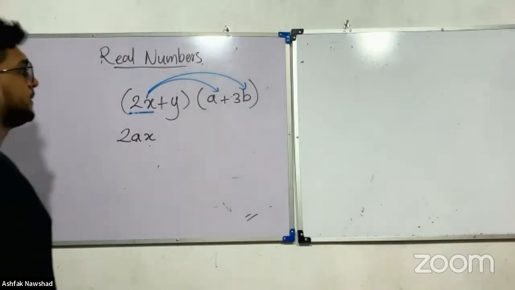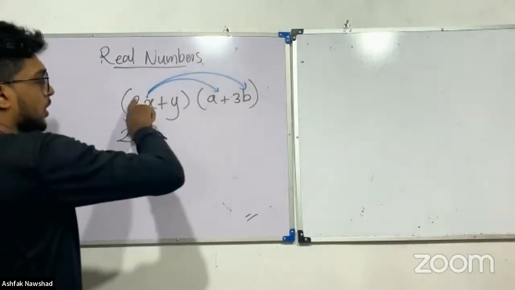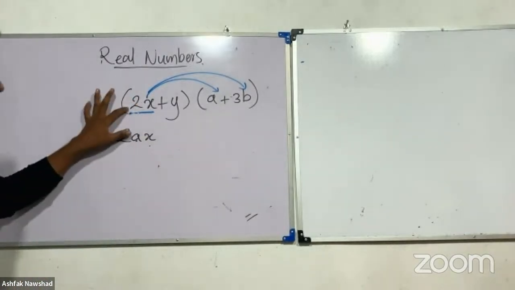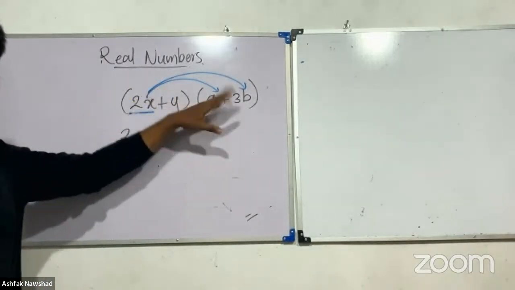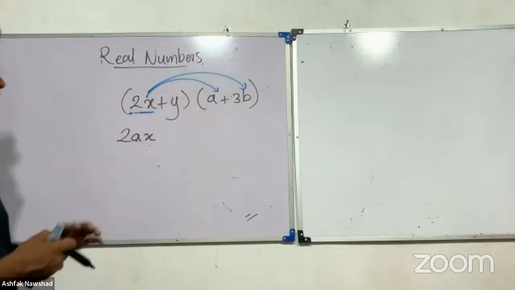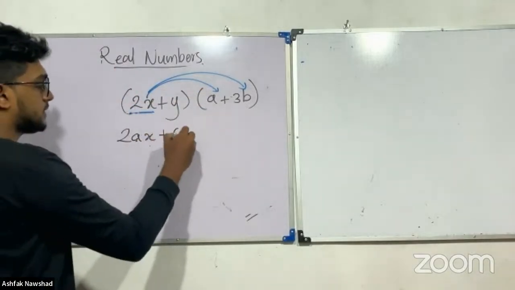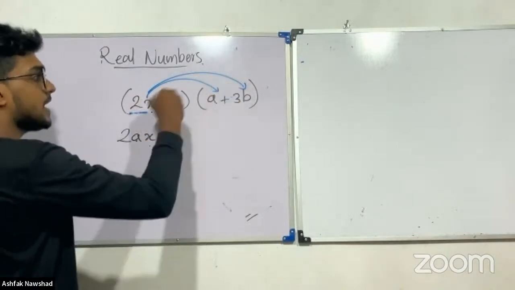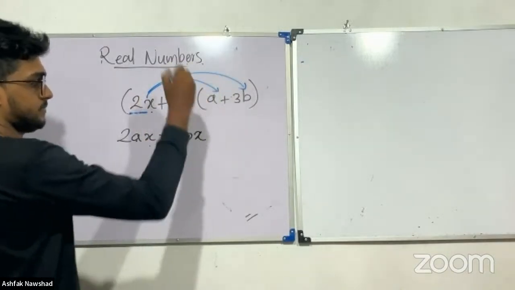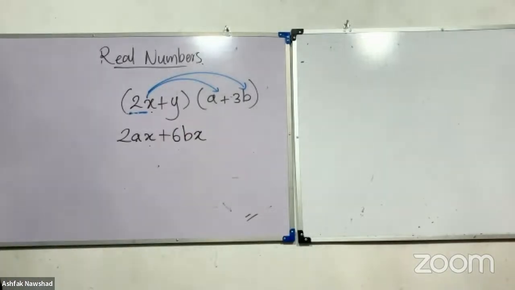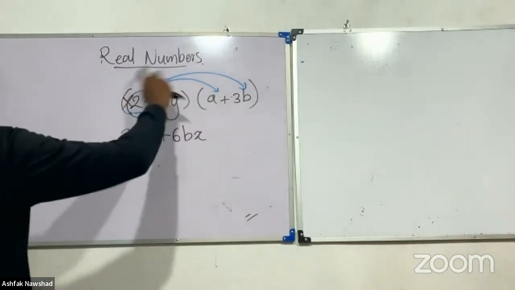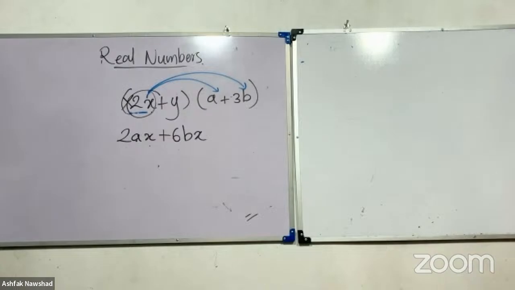And then, again, I'm going to multiply 2x from 3b now. When multiplying, we multiply the numbers separately and the letters separately. 2 times 3 is 6. x times b is xb, or else bx. Doesn't matter. So now the job of 2x is done because I multiplied this by both the letters.